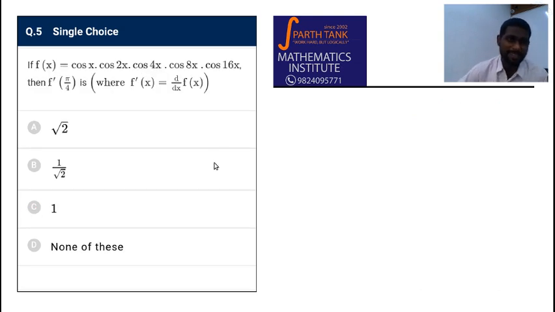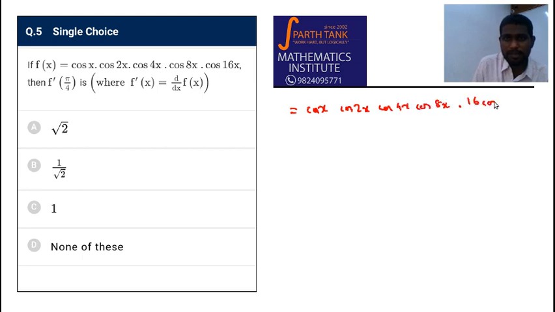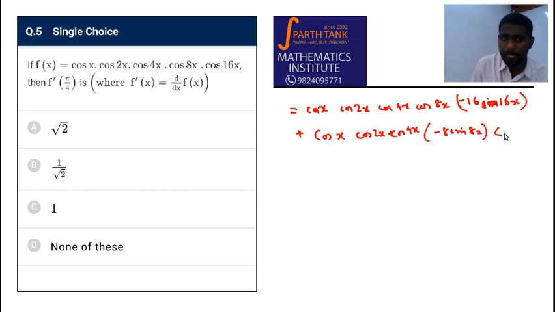Question number 5. Now this is interesting. f of x is cos x, cos 2x, cos 4x, cos 8x, cos 16x. Find f dash of pi by 4. Now the differentiation of a product of 5 functions, no? So the idea is usually you keep 4 functions constant. That is, you keep cos x, cos 2x, cos 4x, cos 8x and differentiate cos 16x. If I differentiate, I get minus 16 sin 16x. Plus, in the next one, you keep everything else constant and differentiate this. So you get minus sin 8x cos 16x.